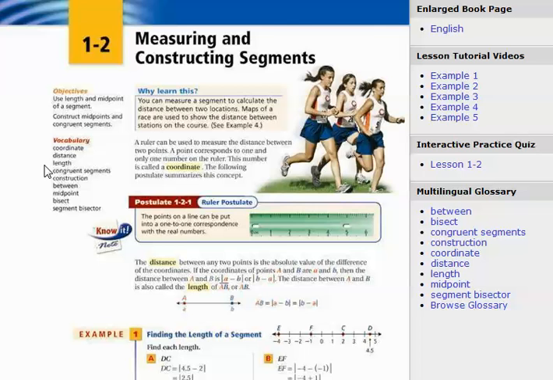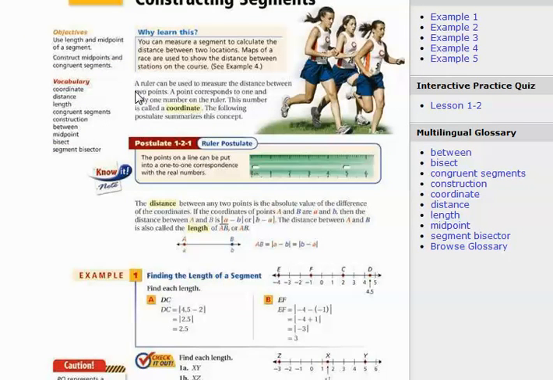So just to start out, one of the most basic tools is a ruler. With a ruler, we can measure the distance between 2 points and draw straight lines. There's a ruler postulate: the points on a line can be put into a 1-to-1 correspondence with real numbers. You can think of this ruler as real numbers, points on a number line. The distance between any 2 points is the absolute value of the difference of the coordinates.